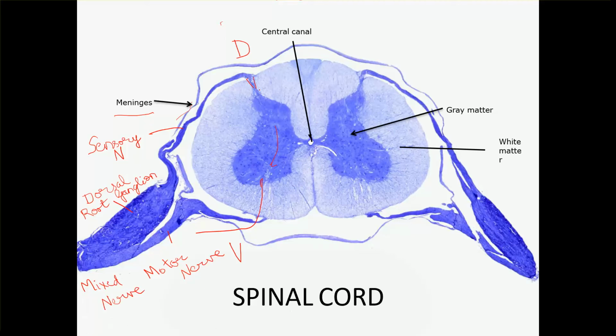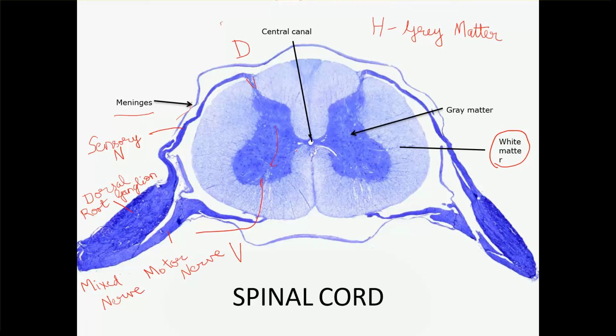Okay, what else can we see? The H shape structure in the center will be the gray matter. I hope you remember that the gray matter consists of a collection of neurons or collection of cell bodies. Then what you're seeing outer to the gray matter is the white matter. White matter consists of axons or nerve fibers.